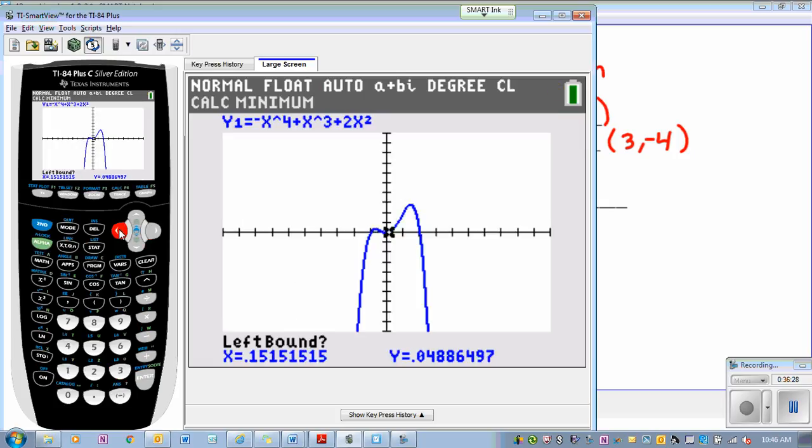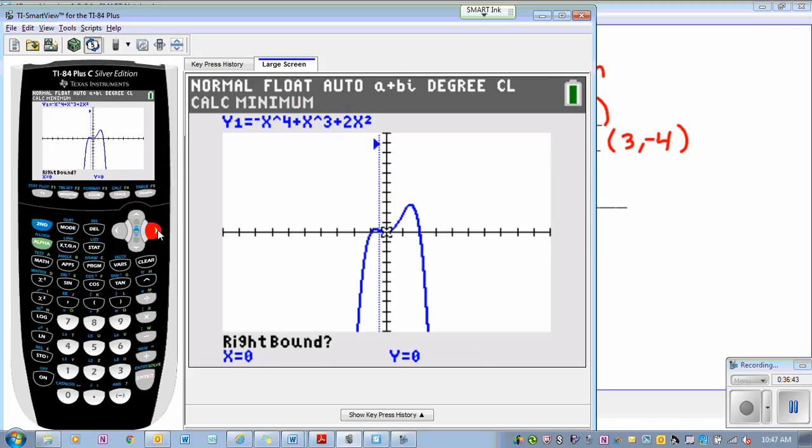Now move your blinking bob to that minimum. It's right there. It says 0, 0, but I'm just going to make sure. And now it says go to the left. So hit the left arrow. 1, 2, 3. Hit enter.